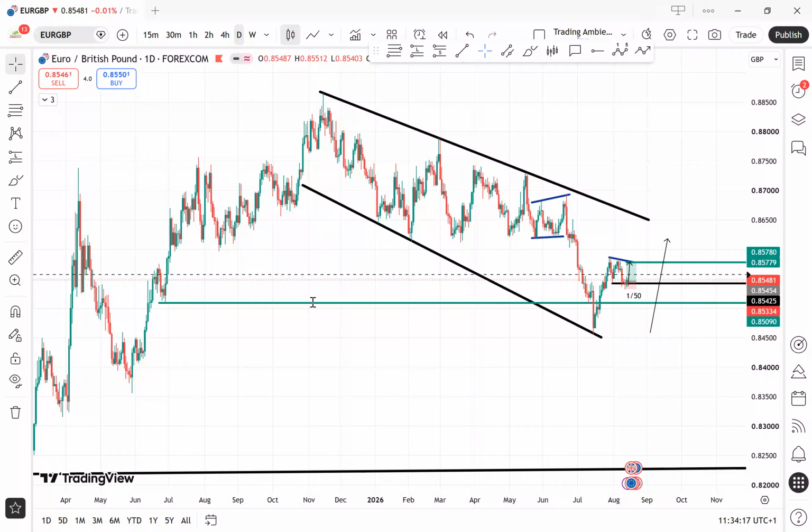As always, this is not about predicting where the price must go. It's about understanding context, structure, momentum, and confirmation so that we can remain prepared without forcing trade. So, guys, let's get into this week's market recap and next week's market outlook.